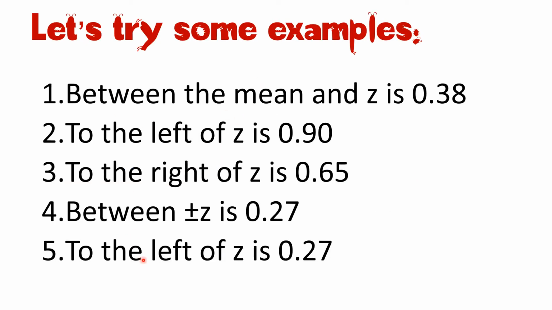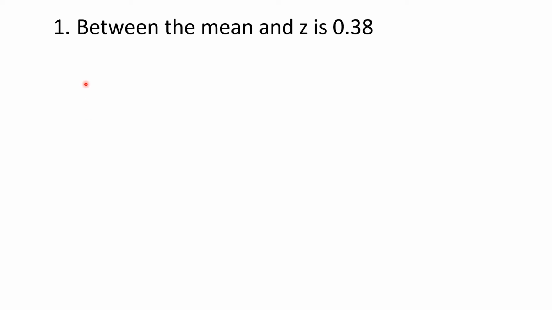Okay, we have here 5, but we're going to do the 3 examples only. So we have here the first example. Between the mean and z is 0.38. In this problem, the given is only the area and the missing is the z-score. For us to find what is the value of the z-score, we must first express the given area into 5 decimal digit form. So that is 0.3800.